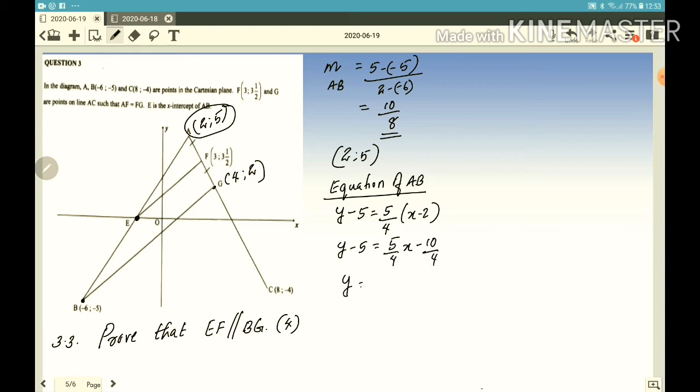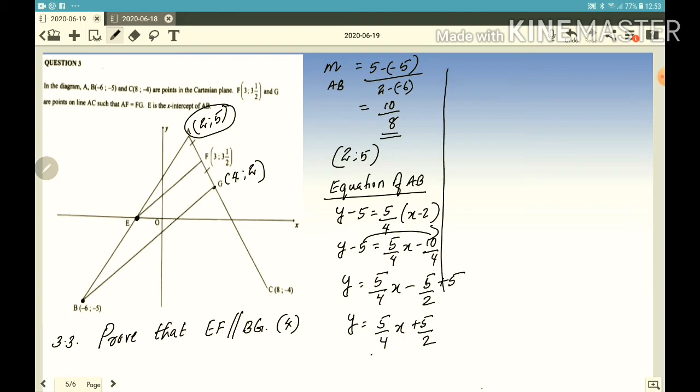Then y is equal to, sending minus 5 to the other side, 5 over 4 x minus 10 over 4 plus 5, which is plus 5 over 2. Then y is equal to 5 over 4 x plus 5 over 2. This is the equation of AB.